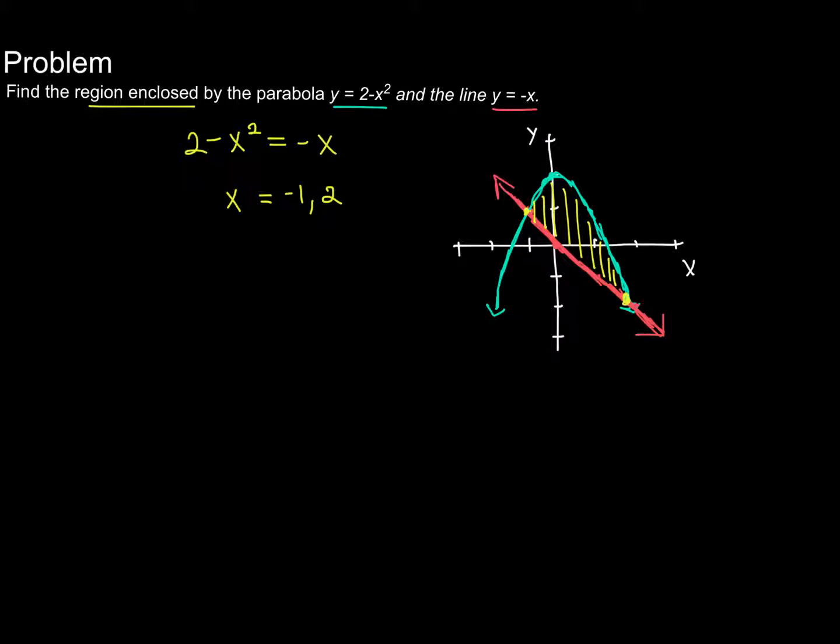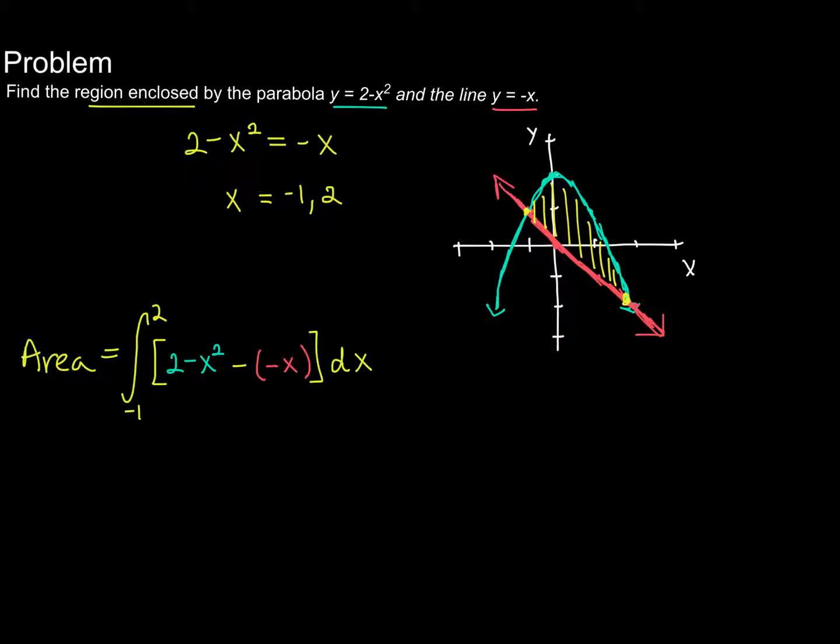So I can begin writing my integral for the area. I know that's going to be the integral from -1 to 2, and now I just need to determine what will be the height and what will be the base. Of course, we know the base is simply the infinitesimally small change in x, and the height is going to be the curve that's greater minus the curve that's lower. So that's going to be 2 minus x squared minus -x.